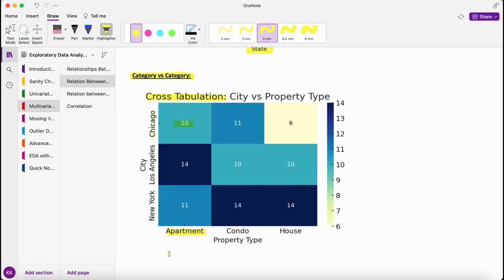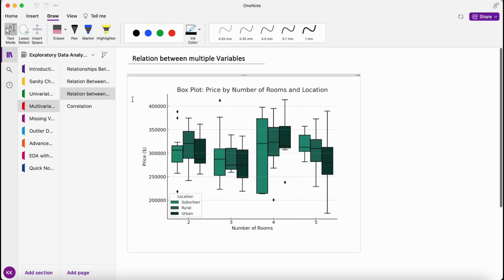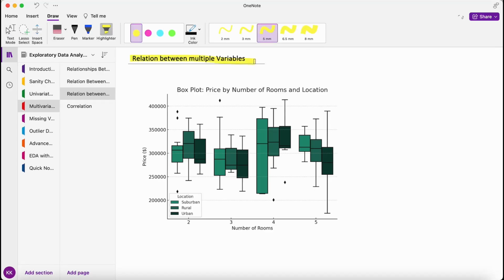Now moving to multivariate analysis. When we extend our analysis to multiple variables, we enter the domain of multivariate analysis. This allows us to see how various factors interact with each other and affect the outcome. The box plot presented here is an excellent example, depicting the relationship between the price of properties, the number of rooms, and their location. Each box represents the price distribution for properties with a certain number of rooms in different locations: urban, suburban, and rural.